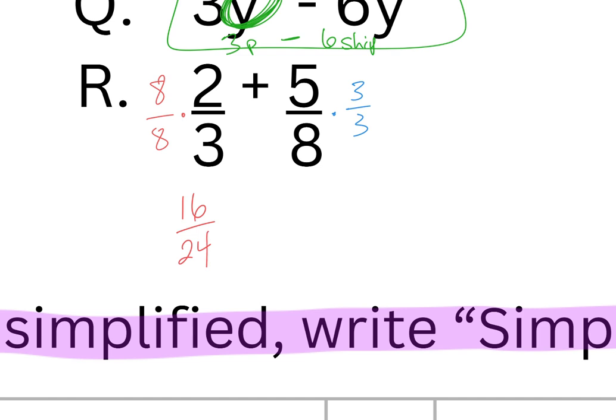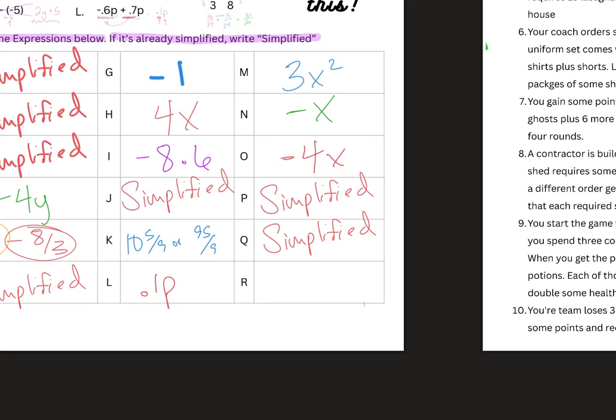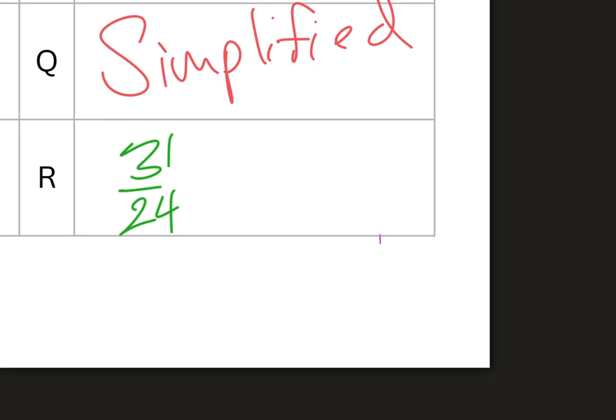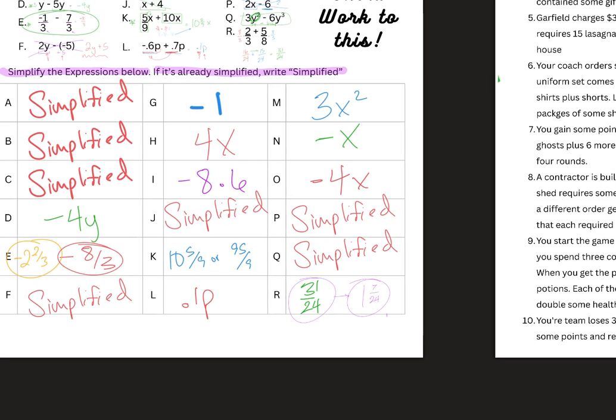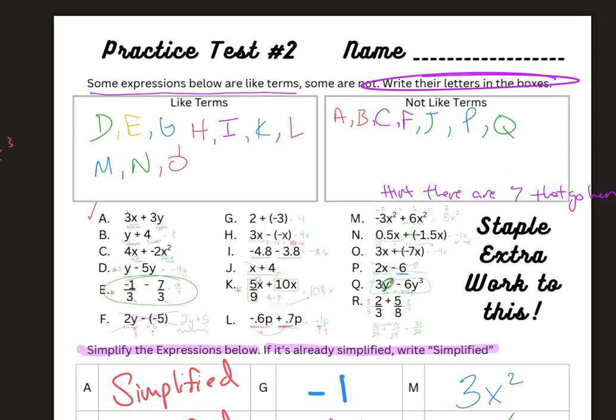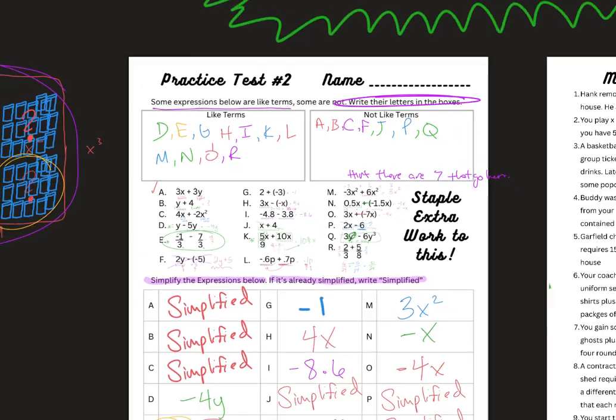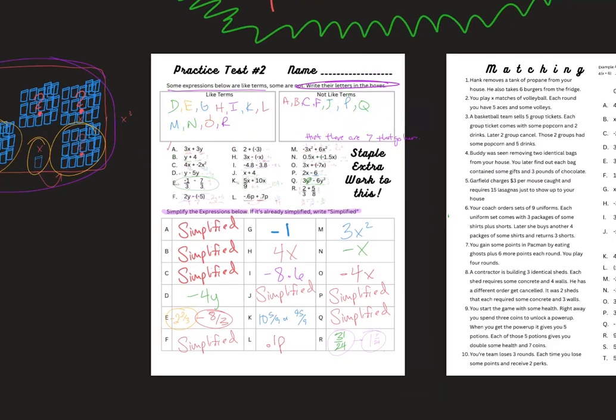16/24 plus 15/24, which now that they have a common denominator, we can go straight across to get 31/24, which is a perfectly fine answer. But if you want, you can rewrite it as 1 7/24. So either of those answers, and then let's go ahead and put R in our like terms box. So boom, there's the first page.